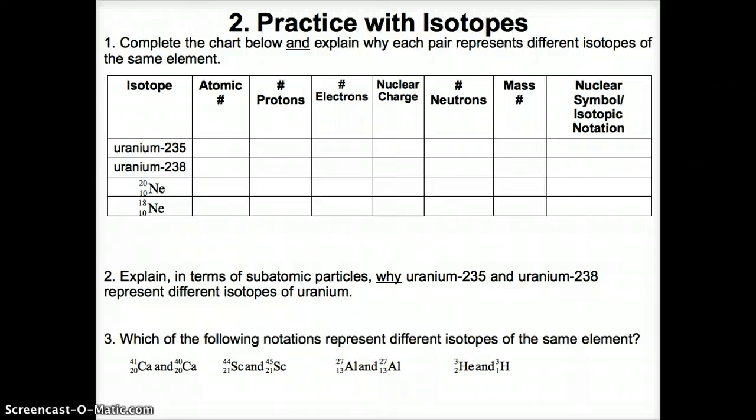So the first pair is uranium-235 and uranium-238. I want you to know right now, for your convenience, that the uranium symbol is U. So make sure you use that information. Now, to find atomic number, look at the bottom left bold number in the element box in the periodic table. The atomic number of uranium, or U, is 92.